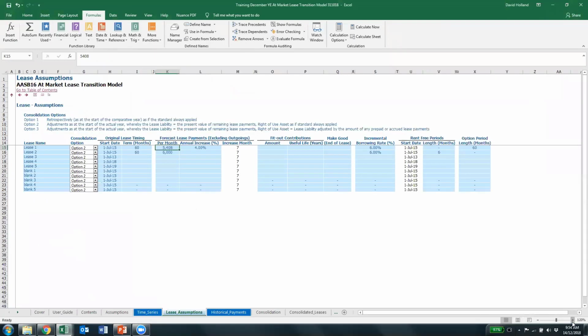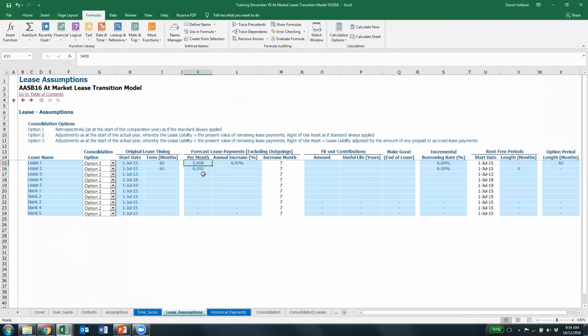Okay, so you should have input these 2 examples. This will be the area, once again, that you may have run into some issues. We will talk about where to get those numbers from. So start date 1 July 15 for both of these. They both had a 5-year term. One had a 4-year increase. They both had an incremental borrowing rate of 6%. We included the option period for the first lease because we were virtually certain, but we didn't include it for the second lease because we're only 50-50. We have included rent-free periods.